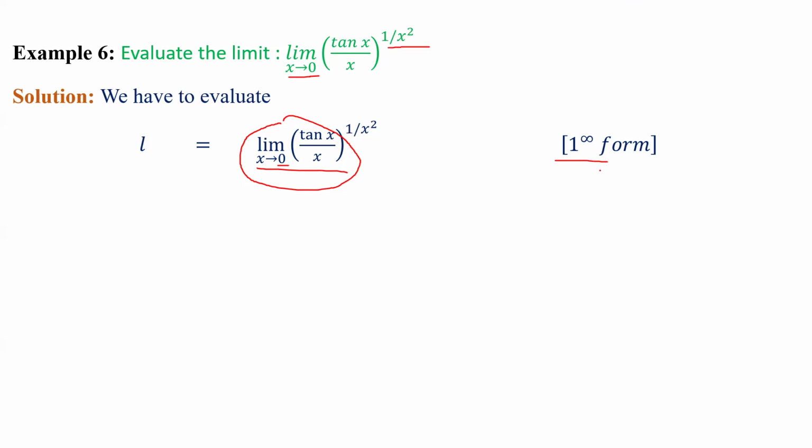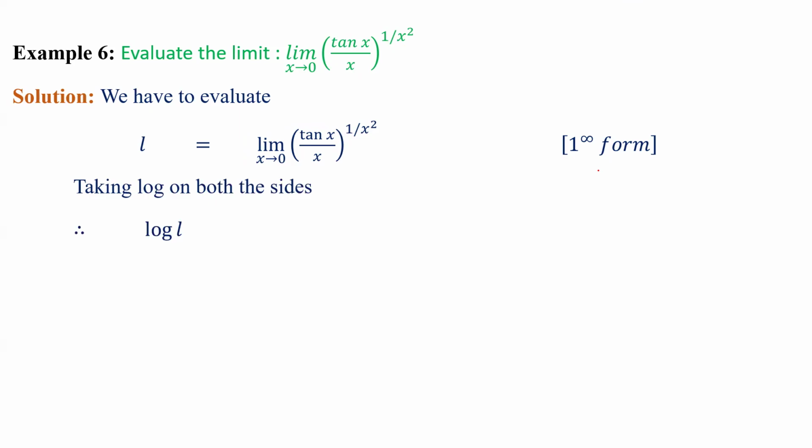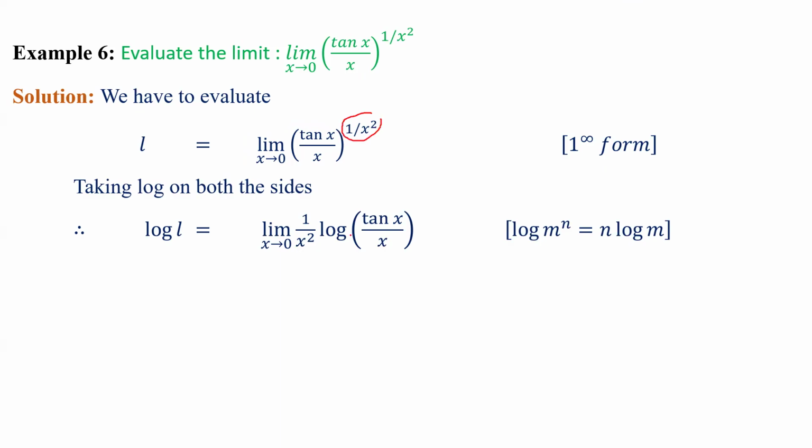And we know that if any limit has the form 1 to the power infinity, and if you want to evaluate it, we have to first take log on both the sides. Let us take log on both the sides. We have log L is equal to the limit of 1/x² into log(tan x / x), because we know that log of m to the power n is n log m.